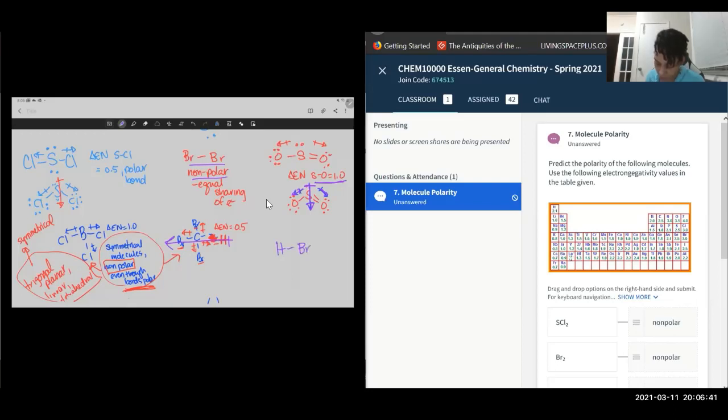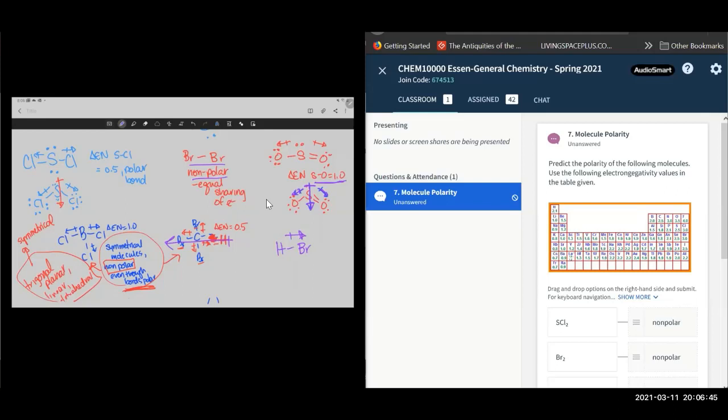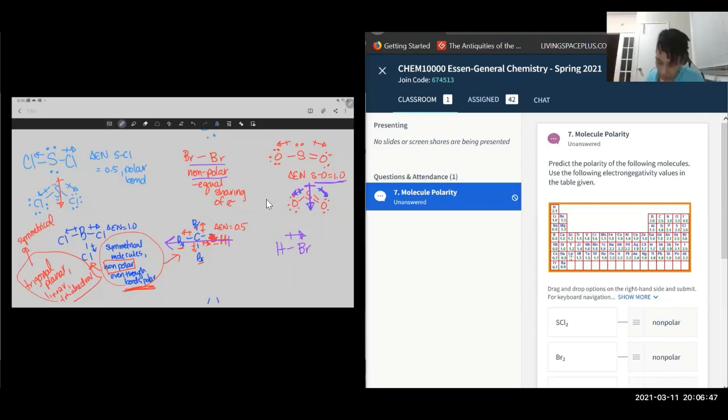And HBr, the polarity is going to go this way. This one is simple because bromine is much more electronegative than hydrogen. So this one is a polar molecule. So the answers are going to be polar, non-polar, polar, non-polar, non-polar, and polar.